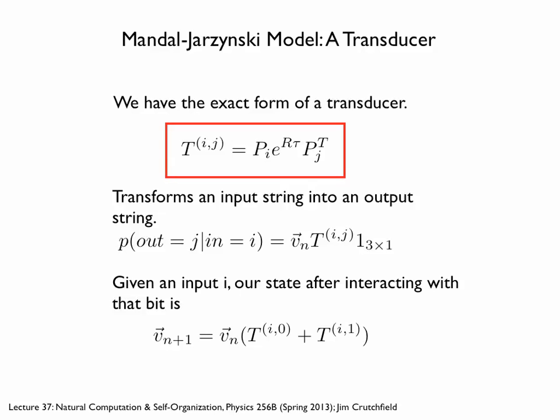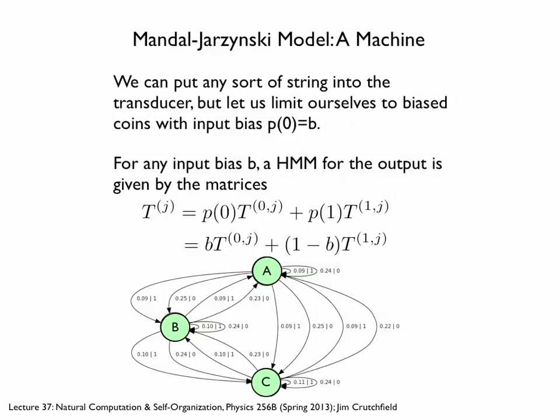So what this thing is, is an object that maps input strings to output strings, arbitrary input strings to arbitrary output strings. So we can put any string into it, an input string, as we had in our model, and get a new output string. But let's limit ourselves to biased coins as our input. And from that, we can get a hidden Markov model for the output, given by T to the j: for the output j, you have the probability of input 0 times the transition matrix for input 0, plus the probability of input 1 times the transition matrix for input 1. And in general, these hidden Markov models look as follows, with varying coefficients here.